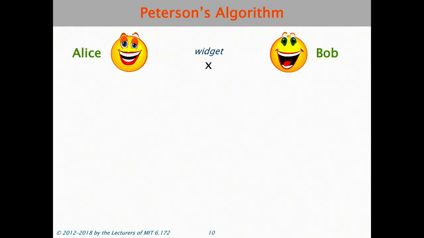So here's Peterson's algorithm. I'm going to model it with Alice and Bob, who have a shared widget. What Alice wants to do to the widget is to frob it, and Bob wants to borf it. So they're going to frob and borf it, but we don't want them to be frobbing and borfing at the same time, right? Naturally, you don't frob and borf widgets at the same time. So they're mutually exclusive.